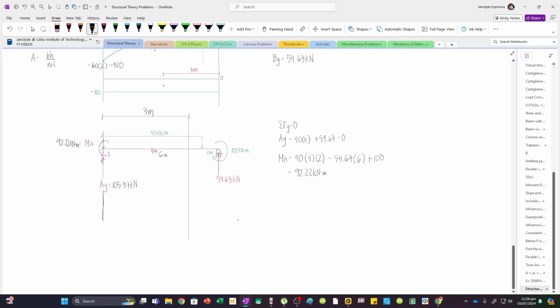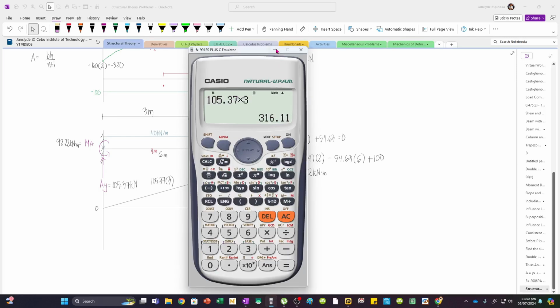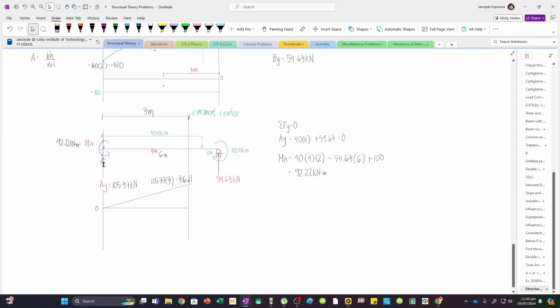So here we have, let's draw another line, and then I have 0 for the 105.37 load. Let me just treat this point as the moment center. And so the height will climb this point. So I have 105.37, that's to be multiplied by 3 meters. So 105.37 times 3, this gives us a height of 316.11. Yan. And then for the moment load, we have 92.22 acting counterclockwise, so that's going to be a negative area because this will cause a downward rotation if this is your moment center. So minus 92.22.